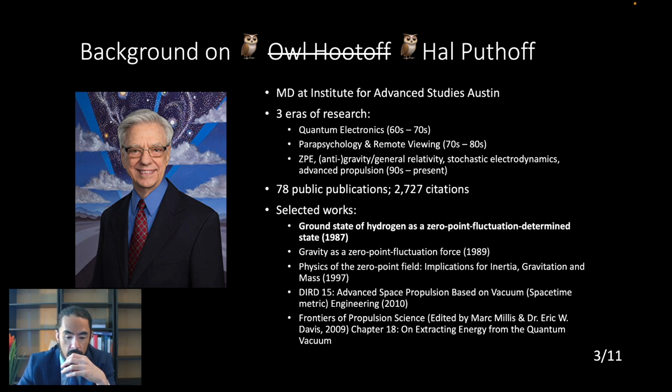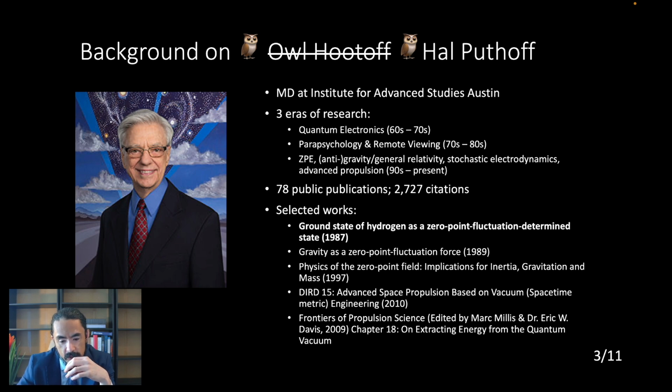And this work, in some ways, kind of started with this ground state of hydrogen as a zero-point fluctuation determined state paper. This paper we're going over today was from 1987. So really, this is at the beginning of that third era of Hal Puthoff's career. And I looked up his Google Scholar or something like that. Hal Puthoff has 78 public publications, racking up a total of 2,727 citations.